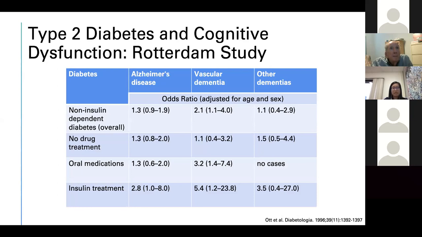In terms of type 2 diabetes and cognitive dysfunction, there is an association that was first demonstrated in the Rotterdam study. They looked at about 6,000 participants aged 55 to 99, paying close attention to those who were non-insulin dependent, as well as those who were on insulin. And what they found was that those who were on oral medications had a greater risk of developing dementia compared to those who were not on any drugs at all or who were diet controlled. In particular, the patients who were on insulin therapy had an even greater association with vascular dementia, Alzheimer's disease, and other dementias.